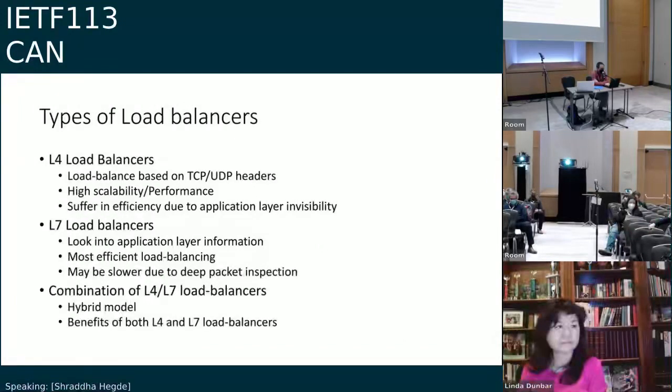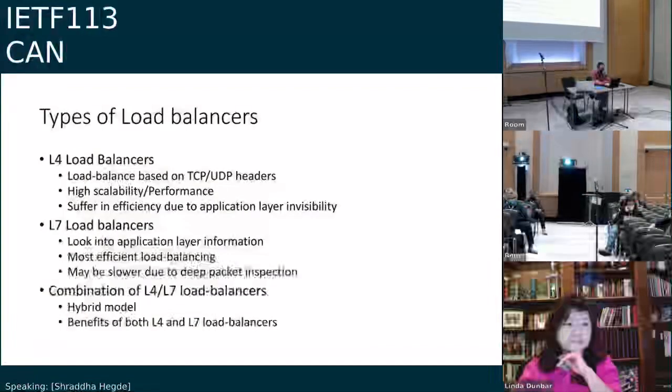So the types of load balancers: layer 4 and layer 7 load balancers. Layer 4 load balancers look at mostly TCP and UDP headers, and they load balance based on that information. These L4 load balancers are highly scalable and have better performance, but there may be some efficiency problems due to application layer invisibility. And L7 load balancers solve that problem. They look into the application layer and then provide the load balancing. They're the most efficient, but they may be slower because they have to observe the packets up until the L7 application level information.